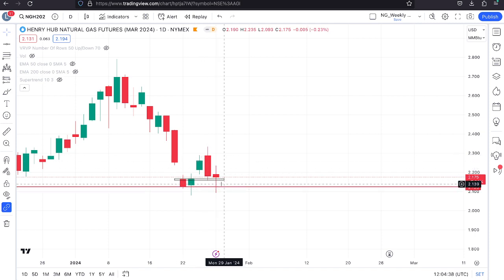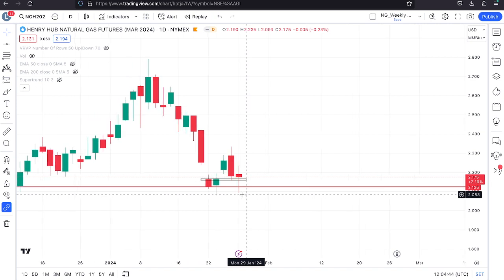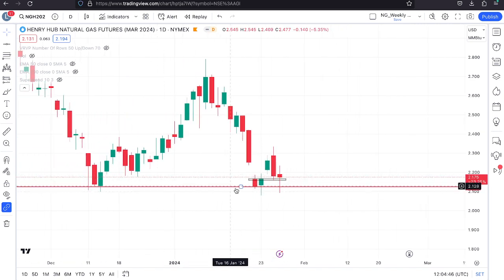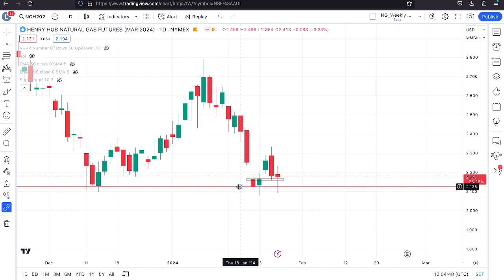So the daily is clearly showing lower lows, lower highs. That means it's a downtrend at the moment. But as I said, the bulls are clearly strong in this area, which is below 2.125. A daily close below that will make the bears take control. But we'll see how it actually pans out in the coming week. Yeah, pretty much that's what I wanted to discuss on these charts.